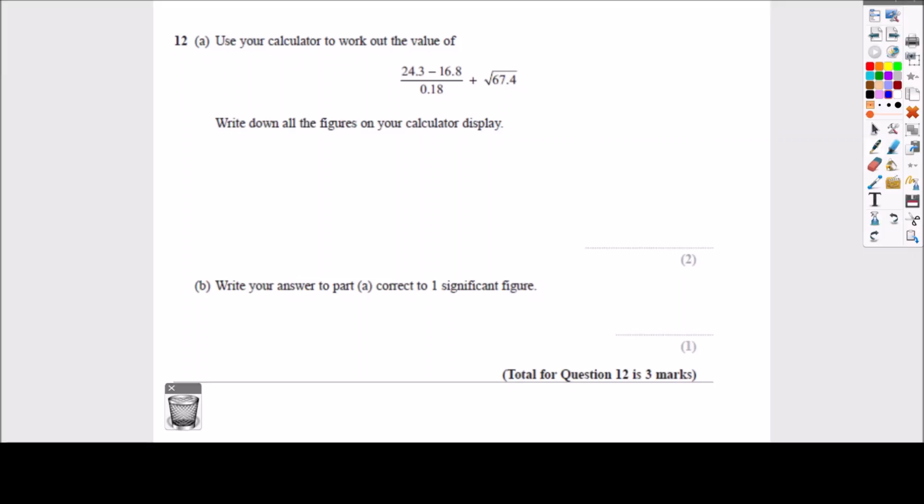So reflection in the line x equals -1. Question 12. Big tip here for part A: make sure you're using the fractions button on your calculator. That's the one, the third down on the left, where you've got the white rectangle over the black rectangle. Using that button, put 24.3 take away 16.8 at the top of the fraction. Use the arrow keys to go downwards and put 0.18 below. Go to the right to get out of the fraction, then add the square root of 67.4, equals.